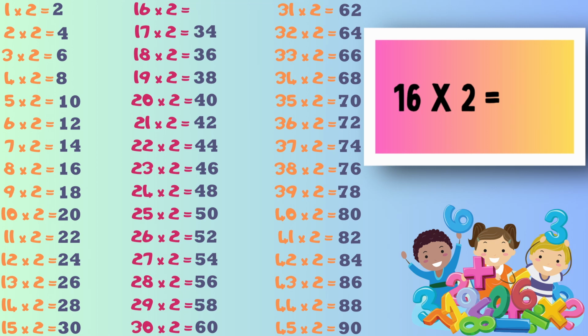Now, our next sum is 16 times 2, and it's our last number. What do we get? That's right, everyone, 32, and the end of the game.